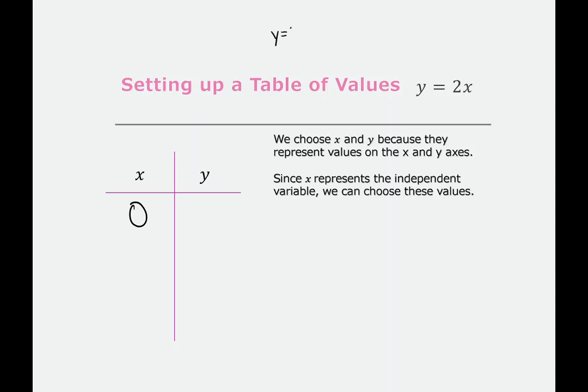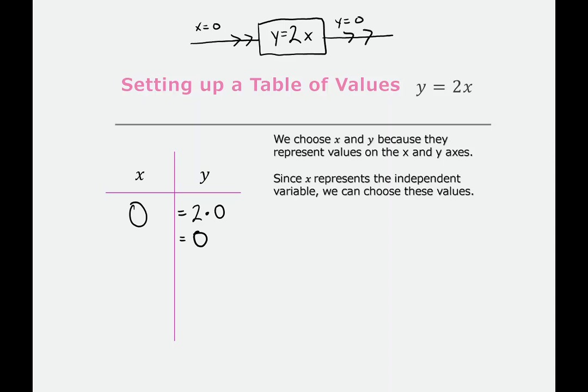When x is 0, we need to substitute it into our equation. Well, let's look at the analogy of the machine. If y is equal to 2 times x, when x is 0, going into the machine and coming out, well, when we multiply 2 times 0, our answer we get is 0. So the output value of our function is 0. X is 0, y is 0.